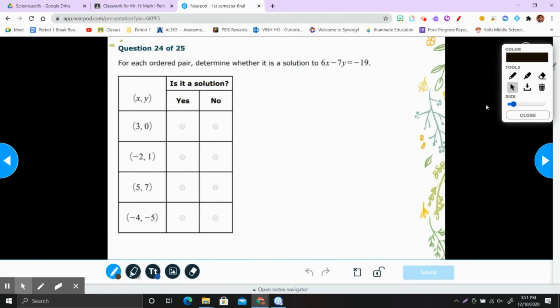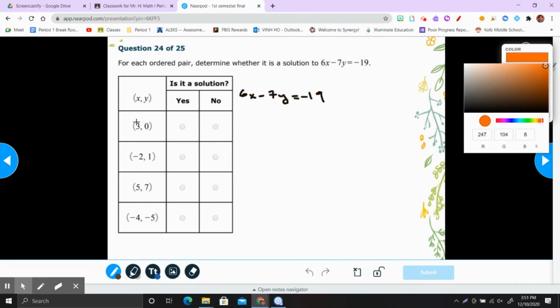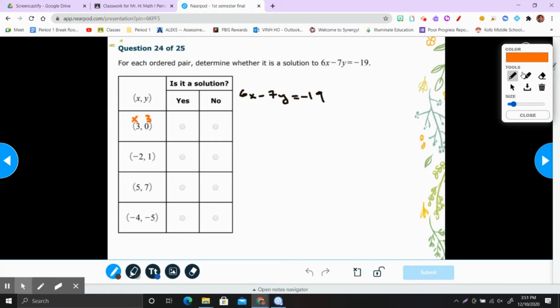Number 24. For each ordered pair, determine whether it is a solution to 6x minus 7y equal to negative 19. So what we have to do is plug in x and y. What do I mean by that? 6x minus 7y equal to negative 19. We're going to look at the first point. Your x value is 3. Your y value is 0.